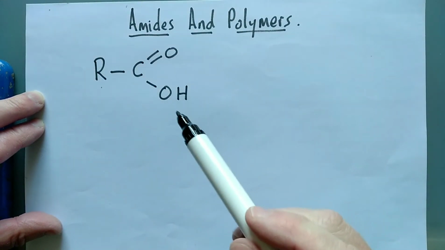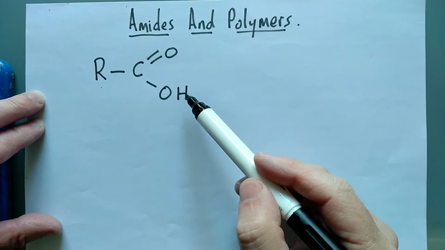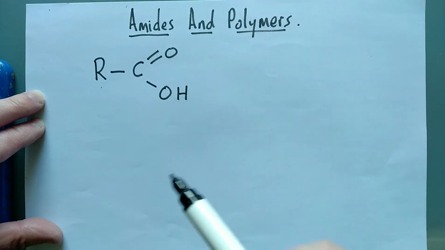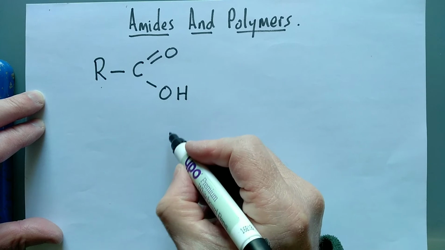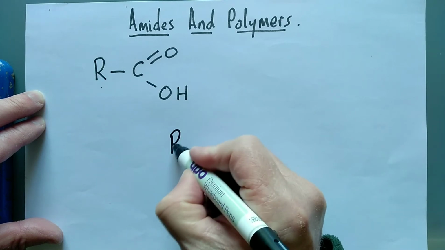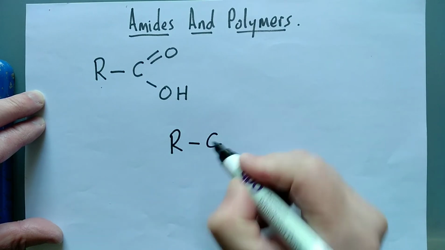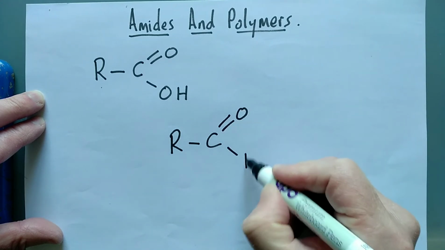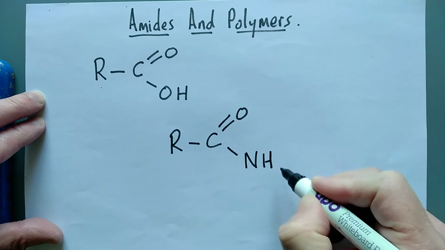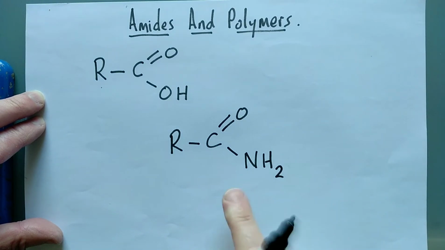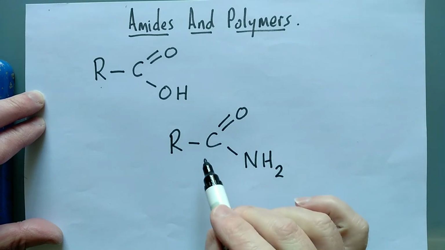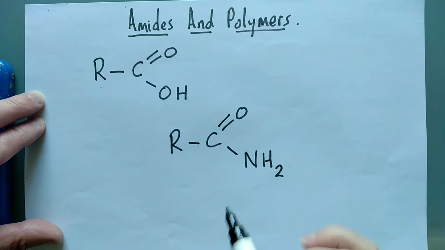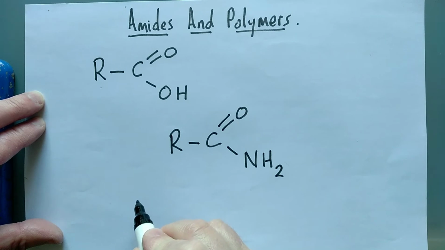Now, if you replace the hydrogen on this carboxylic acid, you end up with an amide. And an amide, therefore, looks like this. The alkyl or aryl group, now that is an amide. That is an amide. So we'd have to talk about naming them first of all.